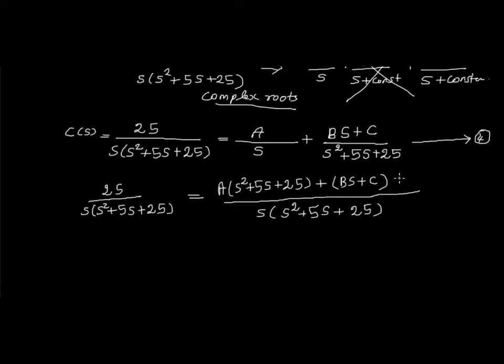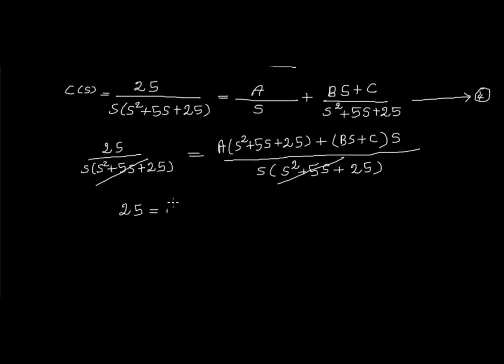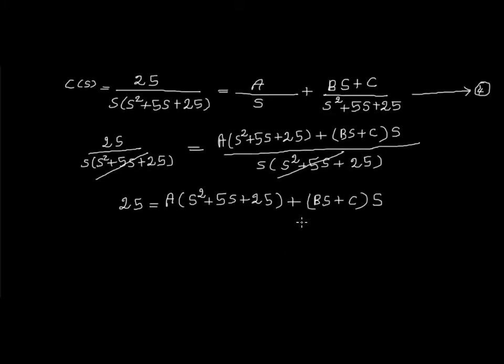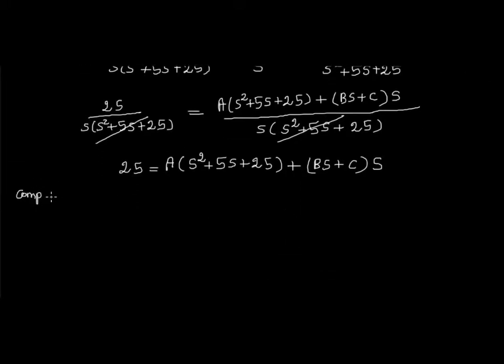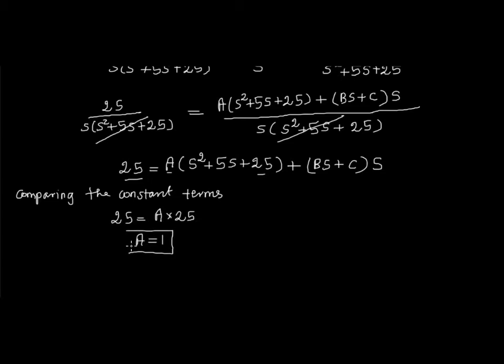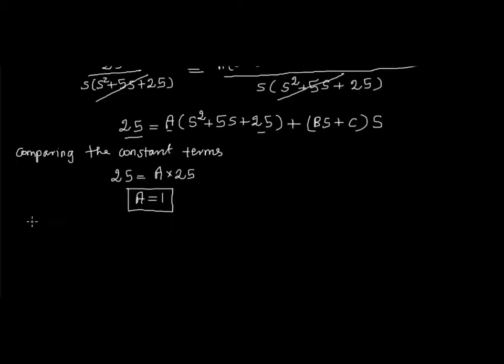So we will be getting one equation, that is 2s is equal to a into (s square plus 5s plus 25) plus (bs plus c) into s. From this equation we have to find out the value of a, b and c. First let us compare the constant terms, then we will get 25 is equal to a into 25, so the value of a is 1.